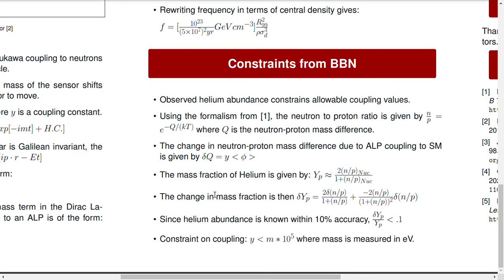The observed helium abundance constrains allowable coupling values. If we assume that the neutron to proton ratio is given by this equation here, where Q is the neutron proton mass difference, and then the change in the neutron proton mass difference due to ALP coupling to the standard model is given by this equation, and the mass fraction of helium is given by this equation, we can determine the change in mass fraction due to an additional particle coupling to the standard model is given by this equation here. And then, since helium abundance is measured to 10% accuracy, we can determine a numerical constraint on coupling is equal to this equation here, where mass is measured in eV.